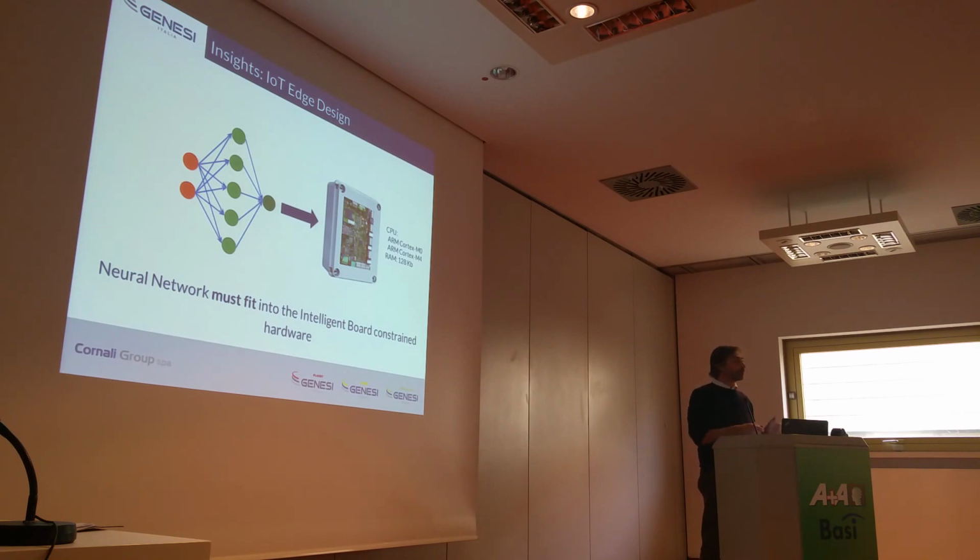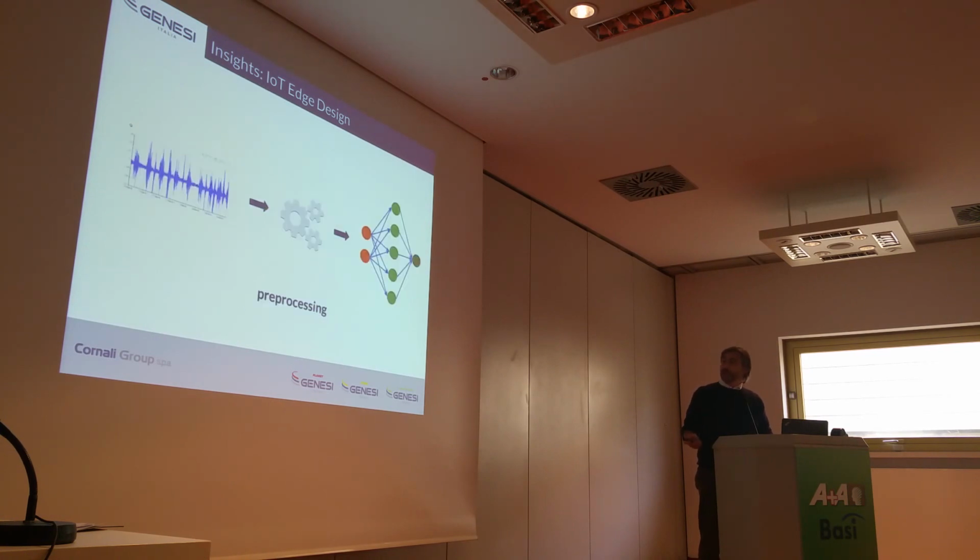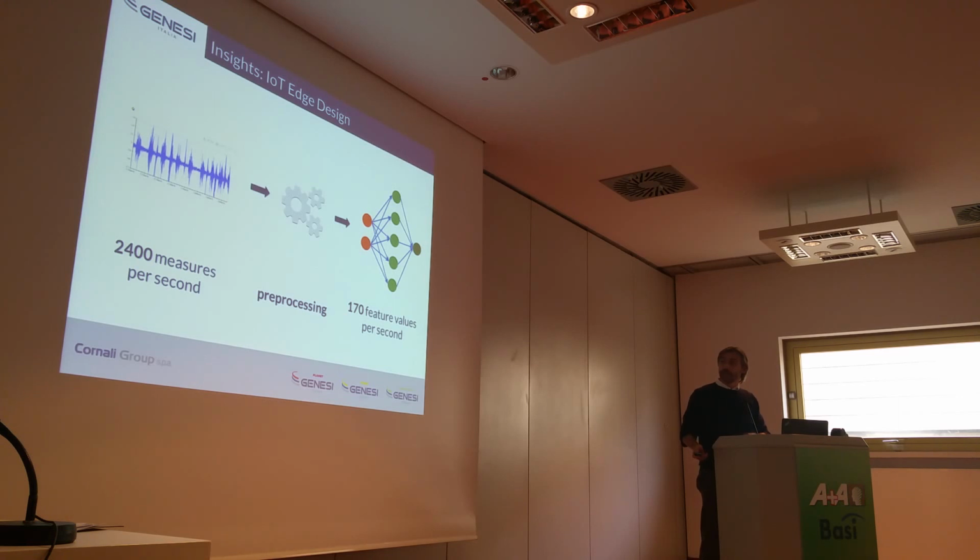These hardware constraints put on us constraints on how we can design the algorithm to fit within the hardware we can install over there. And so we built not only the neural network model, but also a pre-processing, which, let's say, compresses the data, passing from 3 dimensions, 800 times per second, to 170 feature values per second.